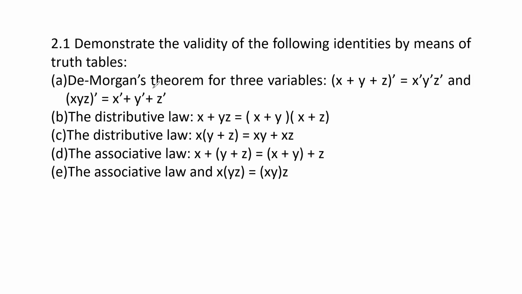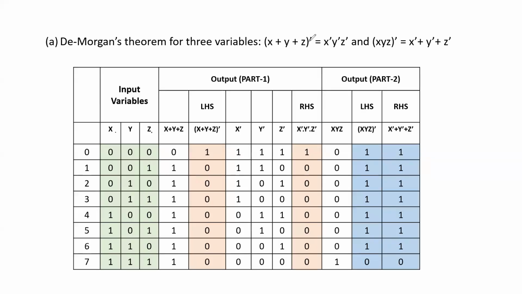The first one is De Morgan's theorem for 3 variables. (x + y + z)' = x'y'z'. This is the first part. The second part is (xyz)' = x' + y' + z'. In the truth table, here x, y, z are 3 input variables.